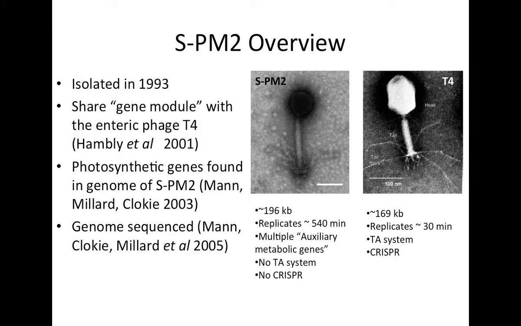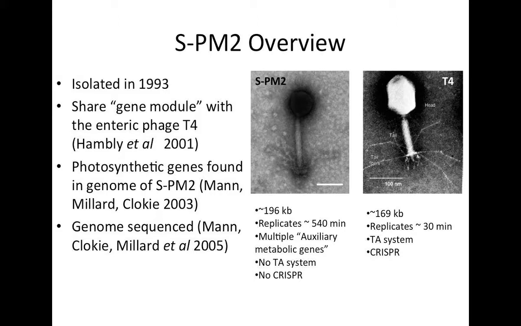So we have the complete genome sequence of S-PM2, which we completed in 2005. Some of the differences between T4 and S-PM2 is that S-PM2 is a lot bigger, has a far bigger genome. It also replicates far slower than T4, which is less than 30 minutes. For S-PM2, we're looking at 9 to 10 hours.